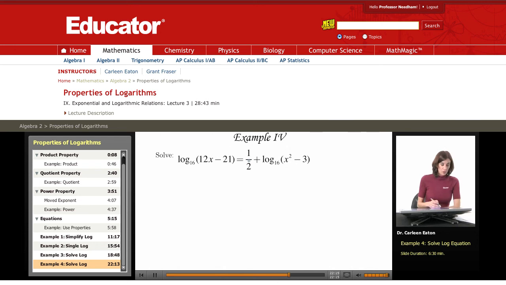Okay, example 4. We're asked to solve a logarithmic equation, and we almost have this form, but not quite. So I can't use x equals y because I have this 1/2 here. In order to combine these two, they have to have the same base. In order for us to use the product property to combine these two logs into 1, I have to somehow make 1/2 into log base 16.